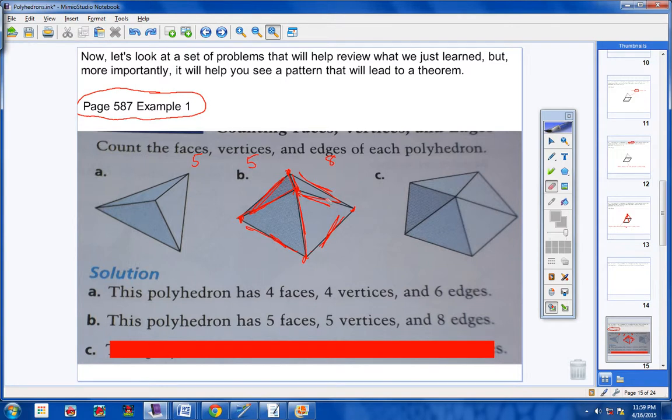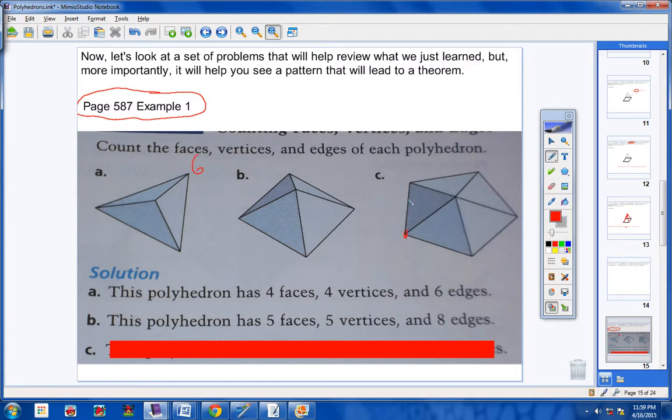And now let's take a look at letter C. Let's find the faces. Well, I've got a triangle here, one here, a triangular face here, one here, one here. That's 5. And then the base that it's sitting on would be 6. So it looks like 6 faces to me.